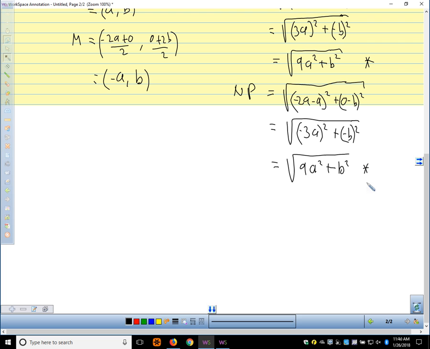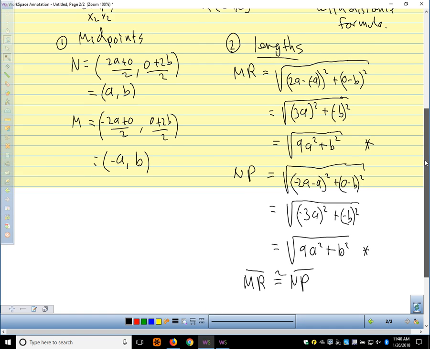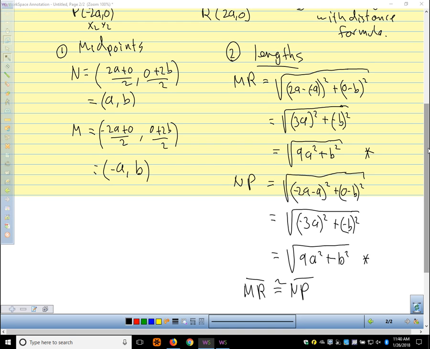That is the same as that. So that tells us that MR is congruent to NP. Those lengths are the same. Got the same thing out of the distance formula. So the two segments have to be congruent. And that's what we were trying to prove. So there's one problem that asks you to do something like this on your homework.